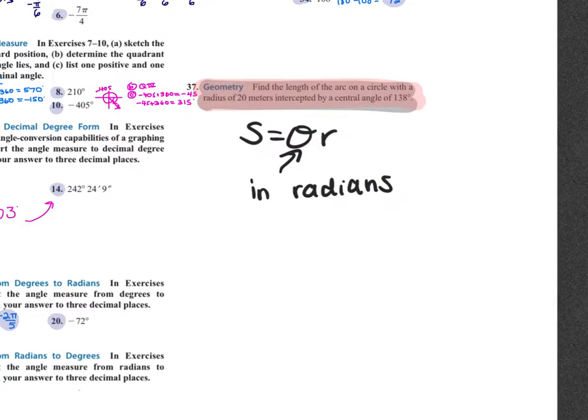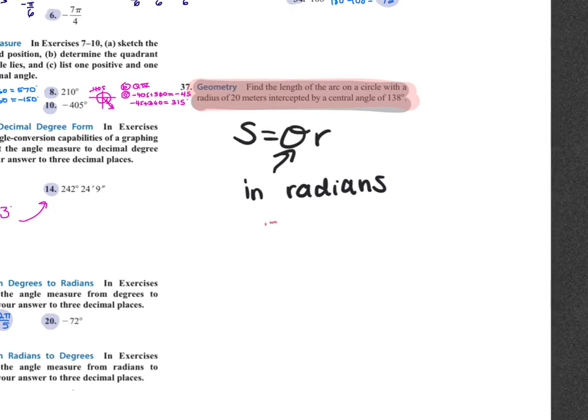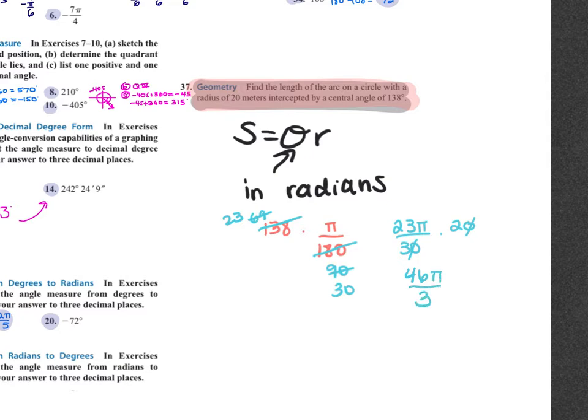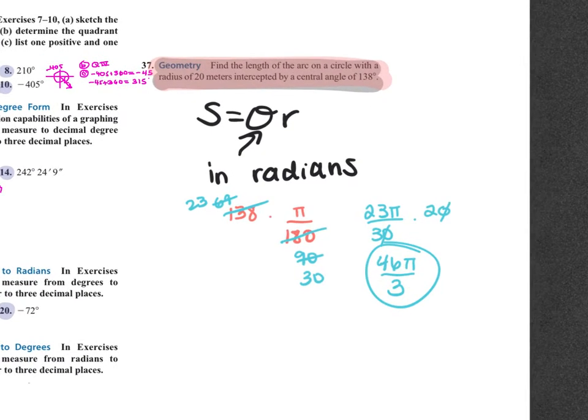So if this question was 138 times pi over 180, that would be 69, and this would be 90. 3 goes into this 23, 3 goes into this 30. So it'd be 23 pi over 30 times 20, and then you can actually cancel those zeros, and I'd get 46 pi over 3. So that's the answer for the arc length.